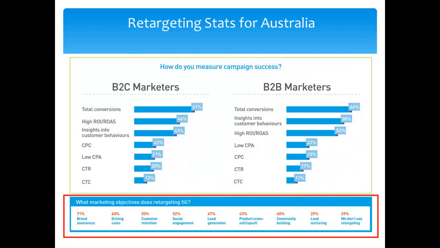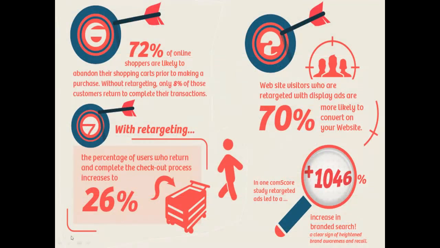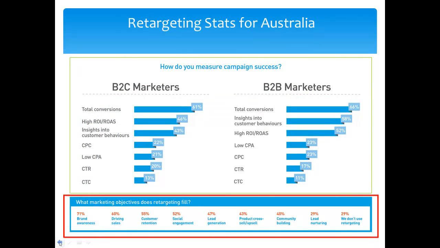Now this slide goes a little bit further than the other one, and it talks about what other marketing objectives retargeting is fulfilling. You'll see here 52% of people find that it improves their social engagement, lead generation, upsells, community building, and lead nurturing, and then 30% of people are not using retargeting at all. Sorry, I didn't want you to see the next screen because I want to ask you a question in a minute. That gives you a bit of an idea of what marketing objectives it is fulfilling at the moment.